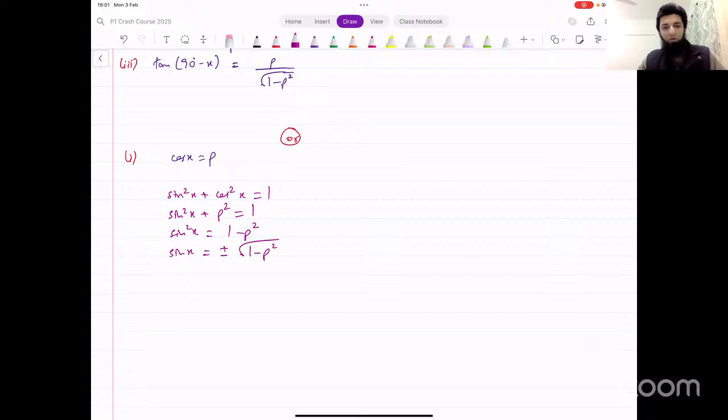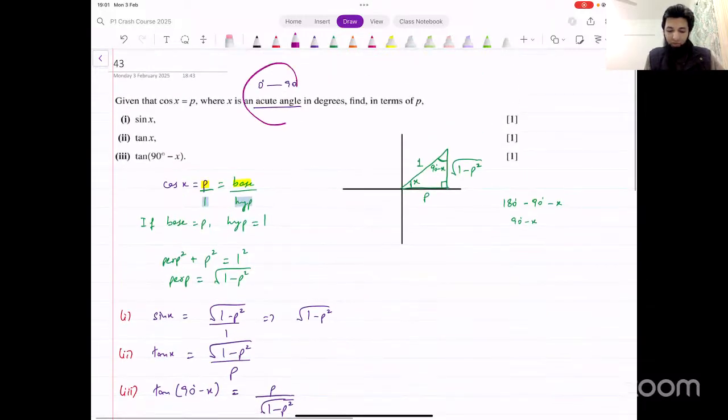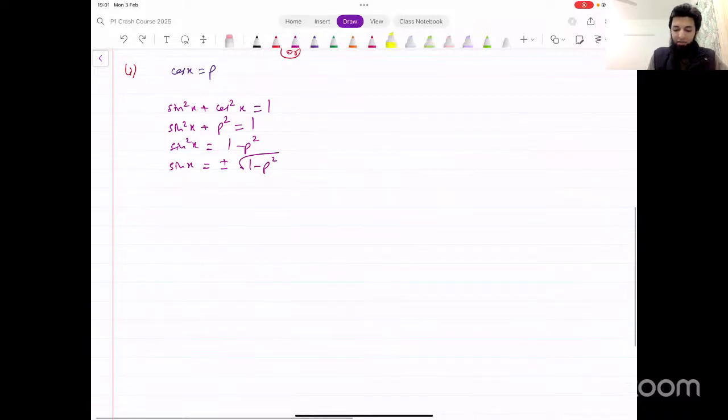But now we know that x is in the first quadrant, right? It was an acute angle. It's in the first quadrant. So we only consider the positive value of sine because in the first quadrant, we know that sine is positive. So sine x therefore equals square root of 1 minus p squared. Okay, that's what we could do in the first part here.